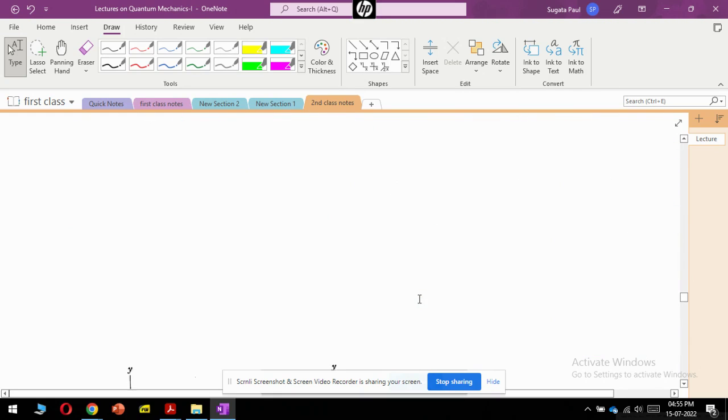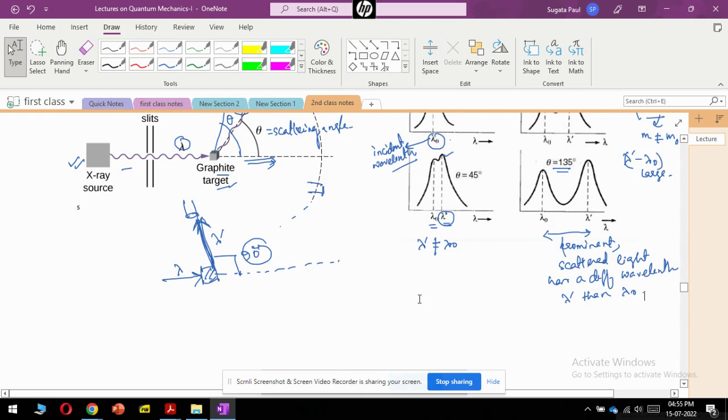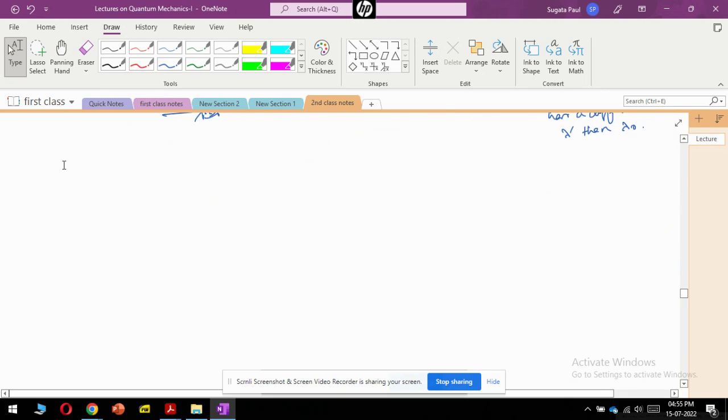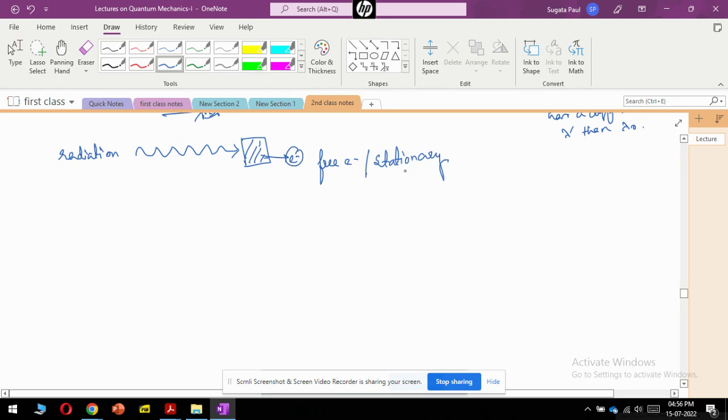So now, what is the thing that the experiment tries to explain? Basically, the problem is that if the classical theory were true for this case, then the radiation that comes as a wave classically enters the graphite target. The graphite target has electrons sitting inside it, which are like free electrons, and these are stationary electrons. They have no velocity, they are just sitting stationary at a place. Their velocity is zero.